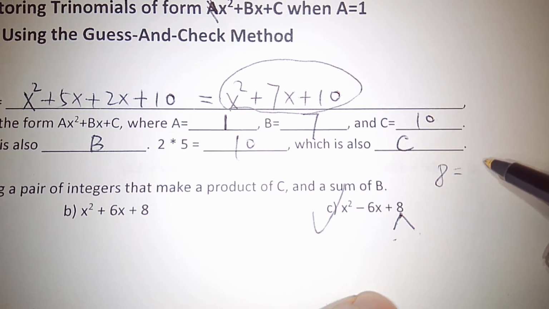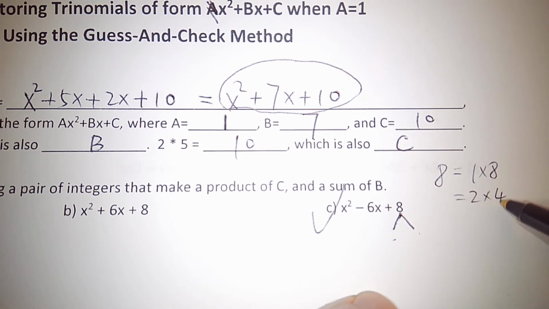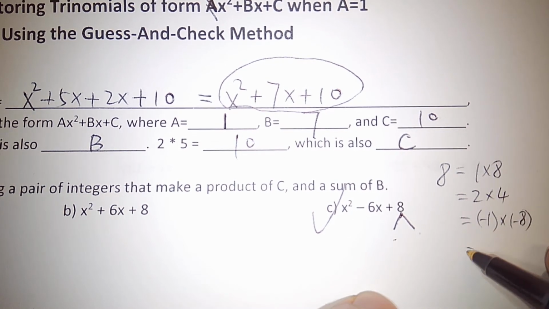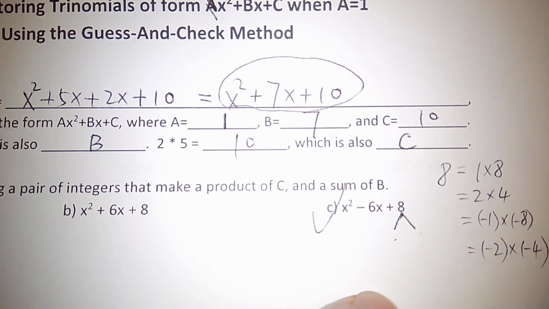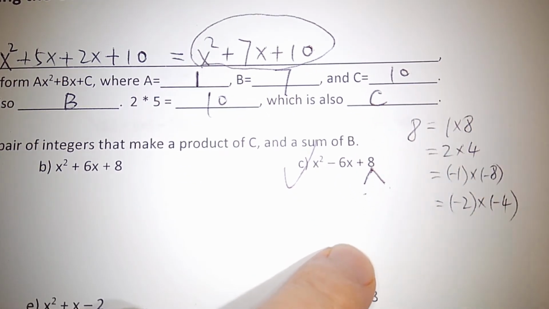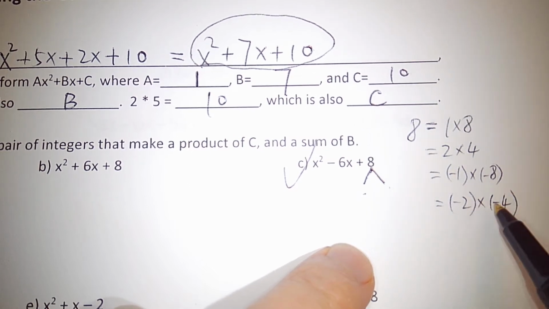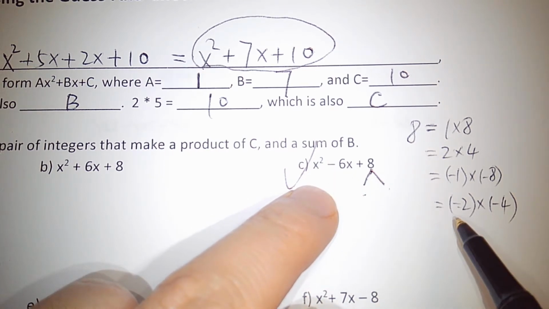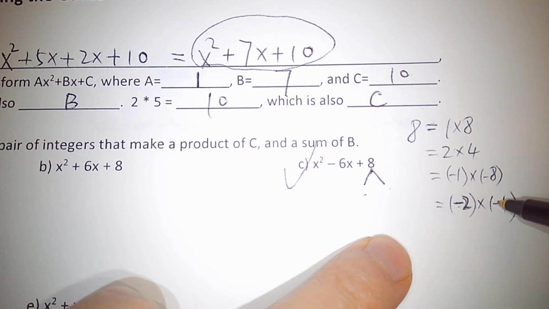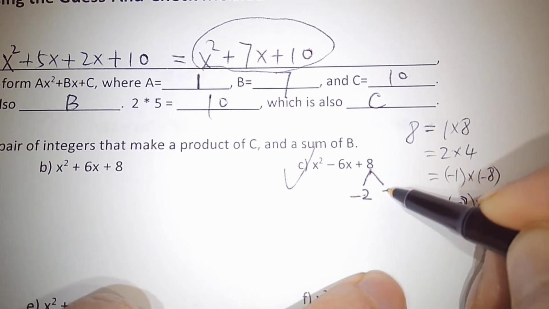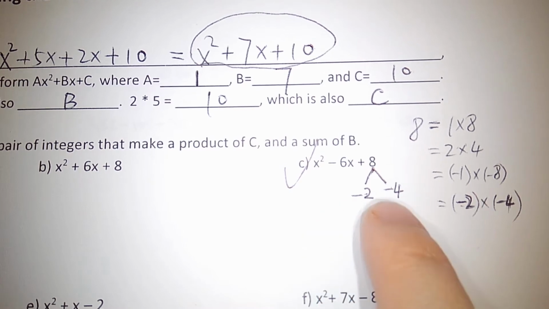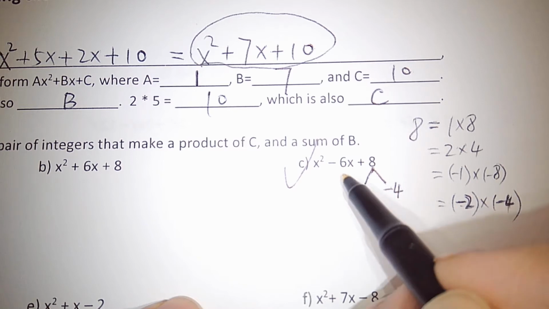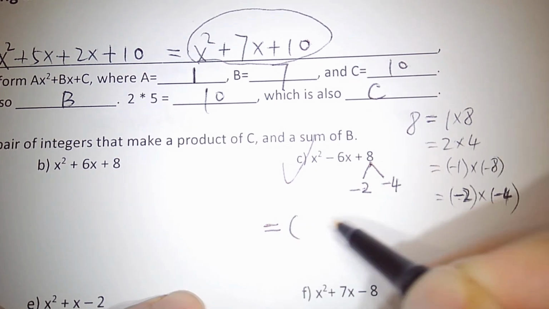8 can be factored by what? 1 times 8 or 2 times 4, right? Of course, it can also be factored as negative 1 times negative 8, negative 2 times negative 4, right? So which pair has a sum of the two factors equal to negative 6? Negative 4, negative 2. Negative 2, negative 4, okay? So if we factor 8 as negative 2 and negative 4, then the sum of negative 2 and negative 4 equals negative 6.